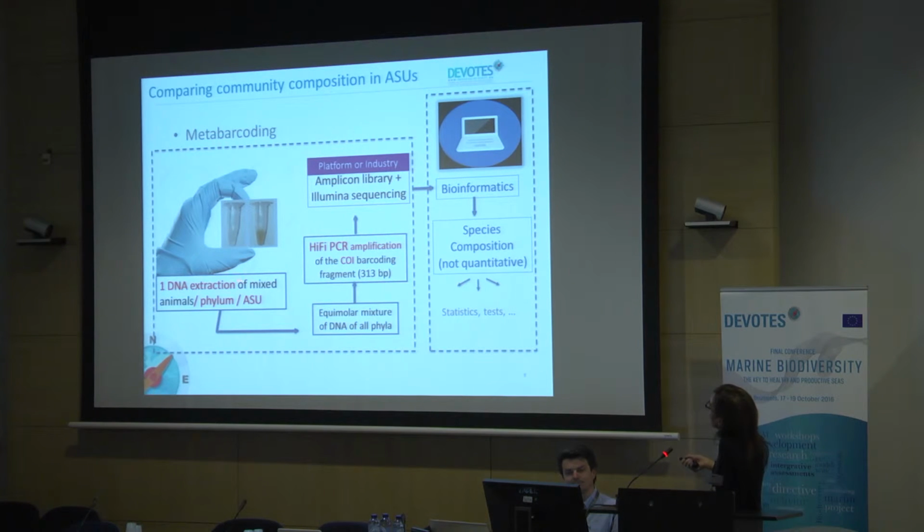For the metabarcoding, we do DNA extraction and high fidelity PCR amplification. We send that for sequencing to industry. Then we use the data in the bioinformatic pipeline, recover species composition, and perform statistics on community composition. This method, because it's based on PCR, is not reliable for the relative frequency of taxa. It gives the relative frequency, but it's not reliable, unfortunately, by contrast with the morphological method.